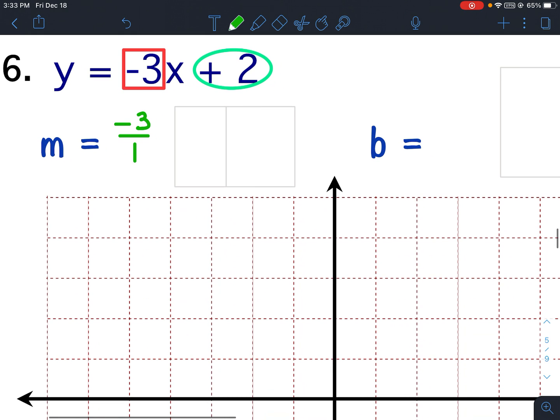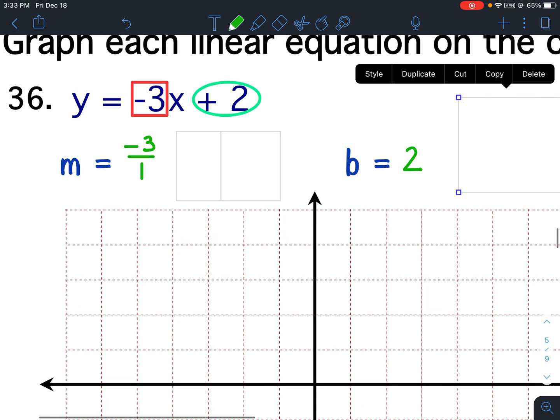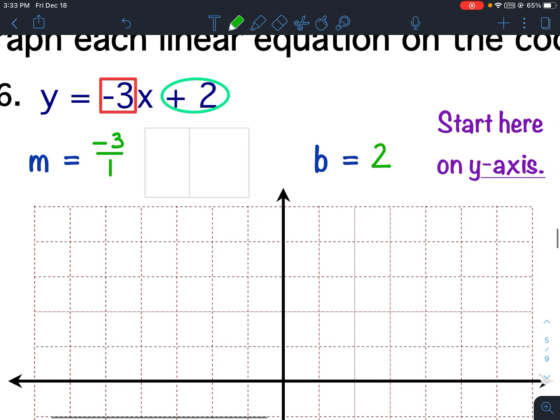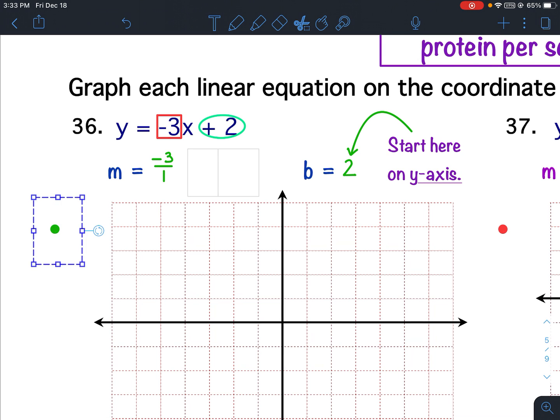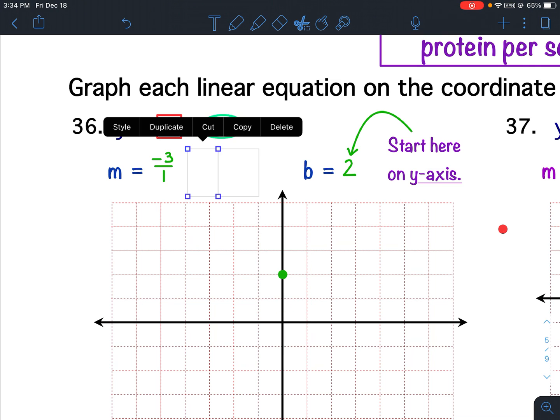For the y-intercept, it is going to be the +2. Now remember, this is where you start on the y-axis. That's important. Some of you were starting on the x-axis, okay? It's called the y-intercept. All right, so I'm going to take my first point and put it at +2 on the y-axis. Then from there, I'm going to use my slope, -3 over 1.